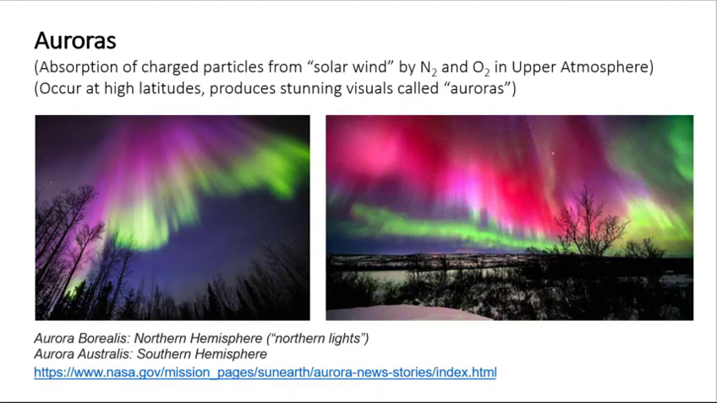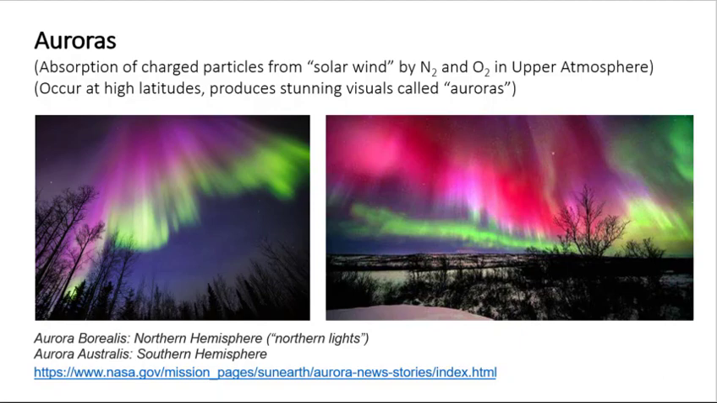Solar wind particles also cause magnificent visuals in high latitudes called auroras. These images show examples of this phenomenon. What is happening is the stream of charged solar wind particles, through a complex process, causes a subsequent transmission of charged particles normally trapped in the Earth's magnetosphere in the upper atmosphere downwards towards the surface. This downward transport occurs mainly at the Earth's high latitudes.